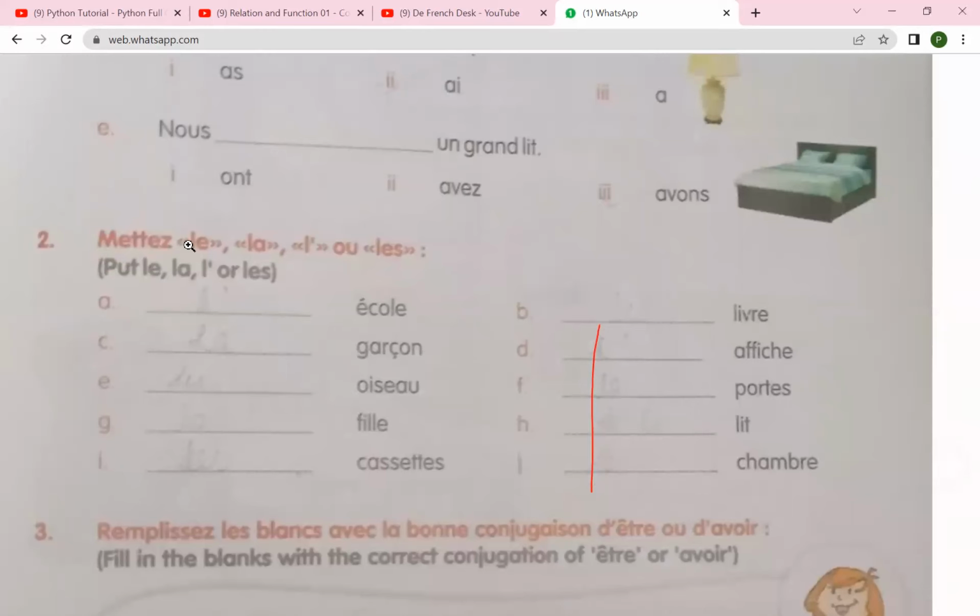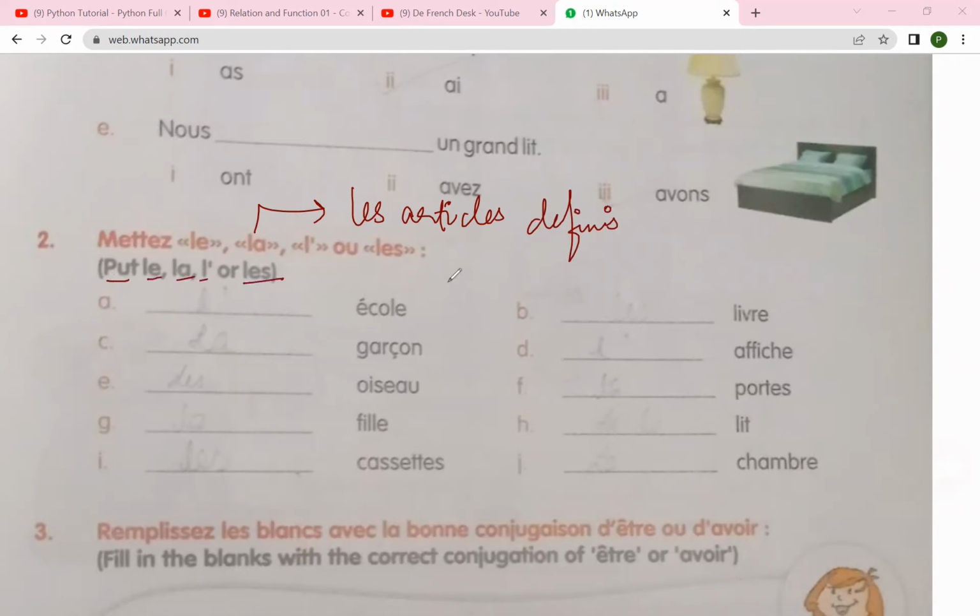So mettez le, la, l apostrophe ou les. And if you remember from the previous videos, what do you call these articles? These articles are les articles définis, right? So put le, la, l apostrophe or les according to the given nouns.